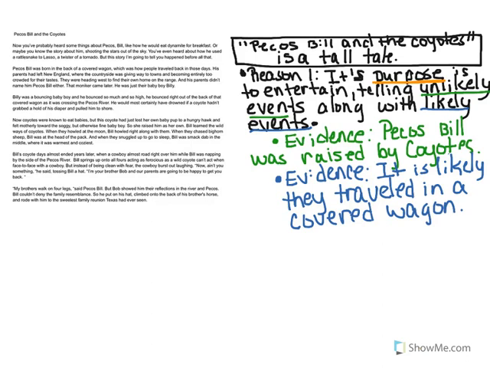So our first paragraph for our literary essay in this situation is going to be: Pecos Bill and the Coyotes is a tall tale. Its purpose is to entertain, telling unlikely events along with likely events. Our evidence for the unlikely is that it's unlikely that Pecos Bill was raised by coyotes. And then evidence for the likely events is that it is likely they traveled in a covered wagon. So you have the piece of the fictional story and the piece of what could really happen.